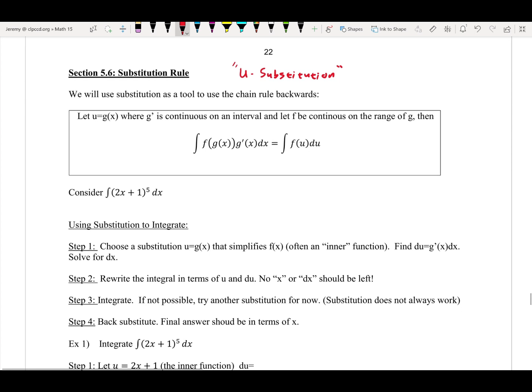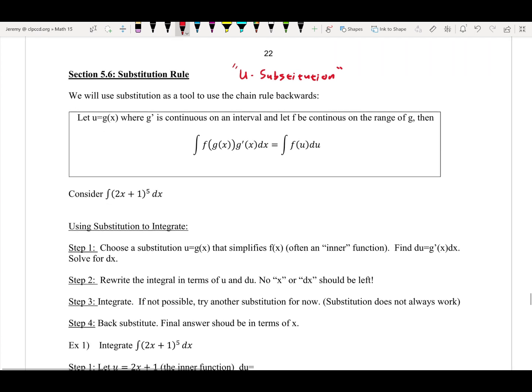So how do we deal with functions where maybe we're integrating something that originally came from a chain rule being performed to do a derivative? That's what we're trying to do here. So let's look at the definition, see some examples, and get used to how this procedure goes.